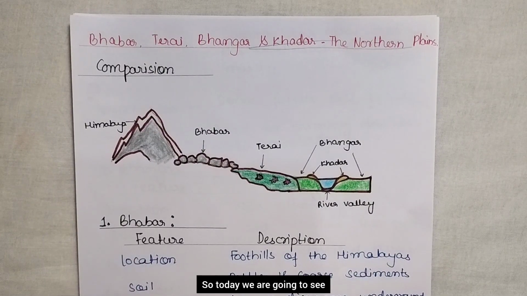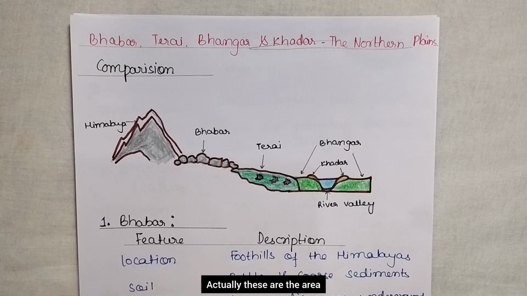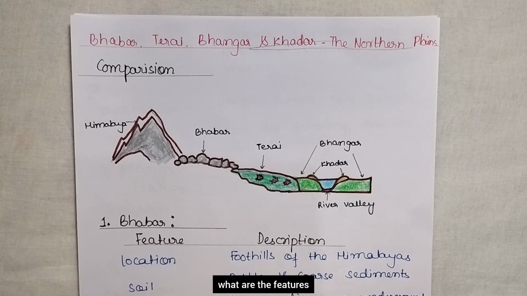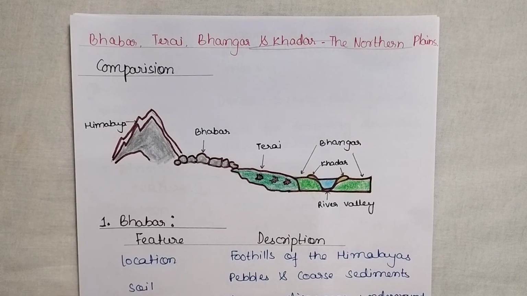So today we are going to see the terms Bhabar, Terai, Bhangar and Khadar. These terms came up when we were going through the topic of the Northern Plains. Actually, these are the areas formed in the Indo-Gangetic region by the rivers Indus, Brahmaputra and Ganga. So these are basically landforms. We will see the features and description of these landforms: the location, and then soil, water, vegetation, and whether they are suitable for farming or not. Okay, so let us start our topic.